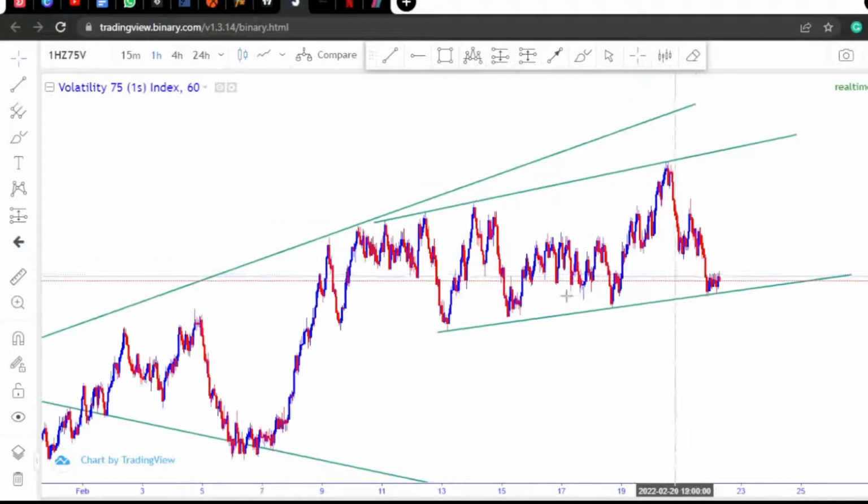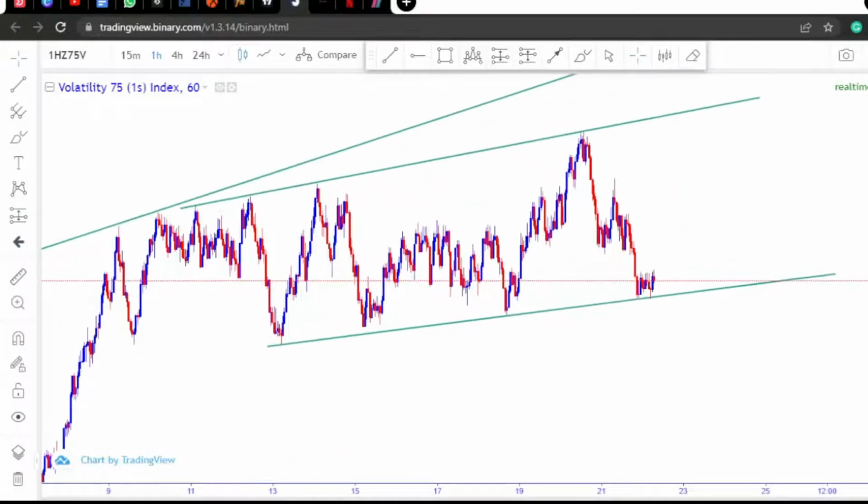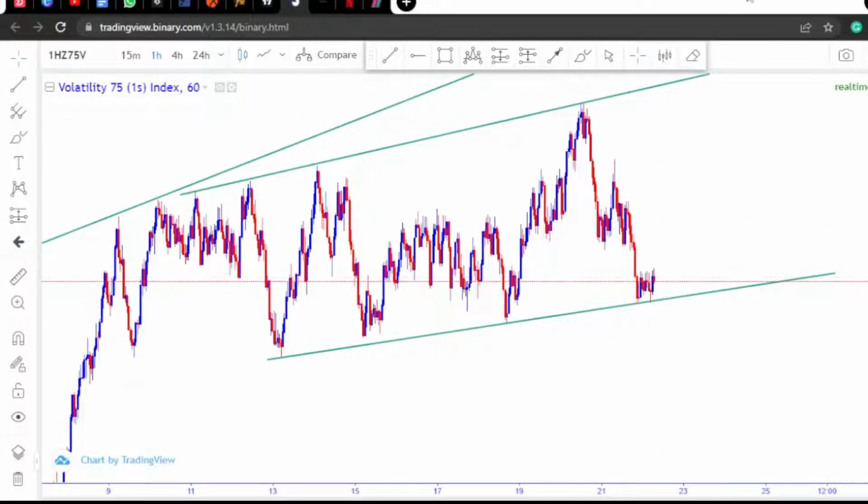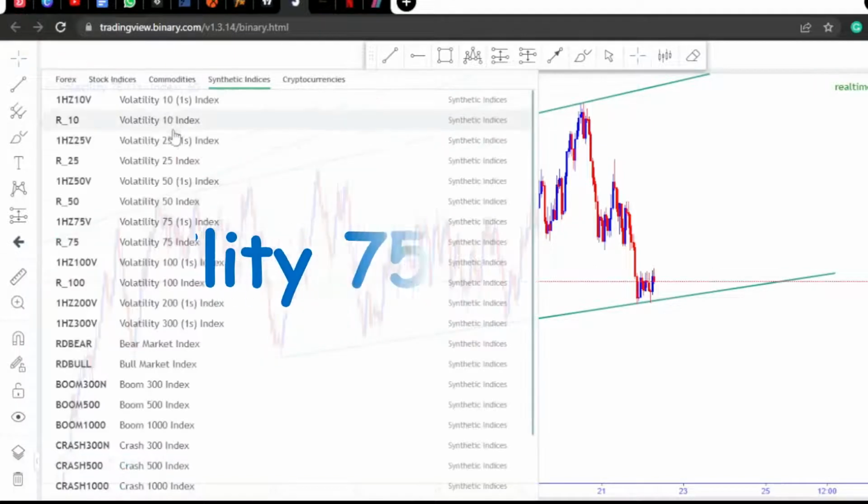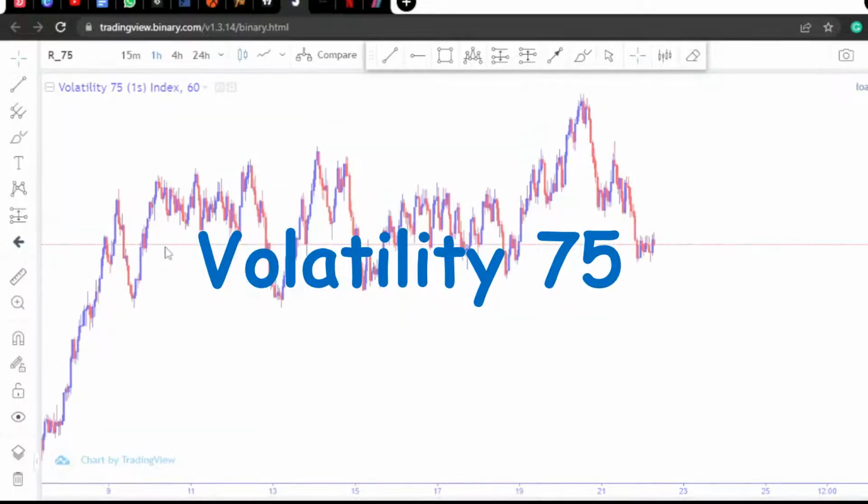But you know that the overall move is that we are constantly waiting for it to come down. We don't know when, but maybe I'll share with you as the days go by. All right, so let's look at V75.